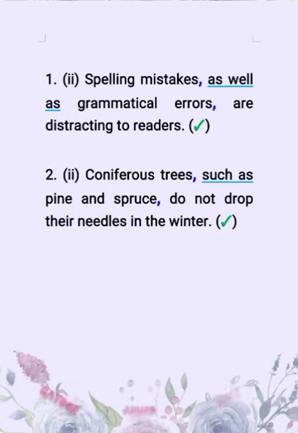On the other hand, spelling mistakes, as well as grammatical errors, are distracting to read. Here the part after as well as, that is grammatical errors, forms the non-restrictive clause and should be set off by commas. Similarly, coniferous trees, such as pine and cypress, do not drop their needles in winter. Here again, the part such as pine and cypress is non-restrictive and should be separated by commas.